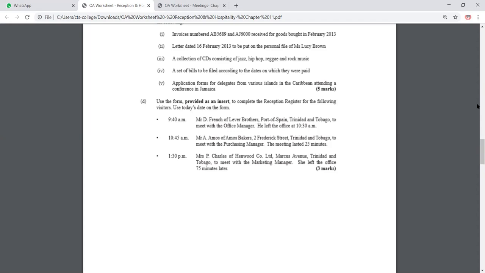So we have the arrival and the departure. There's a column you all have referred to. Who is Mr. D. French being referred to? The office manager. Very good. Office manager, so that's your first answer. Is everybody okay with that first one? Everybody filled in information in all of the columns? Yes, miss. Okay, good. We're going on to the second person, and again we're using today's date. So let's go.